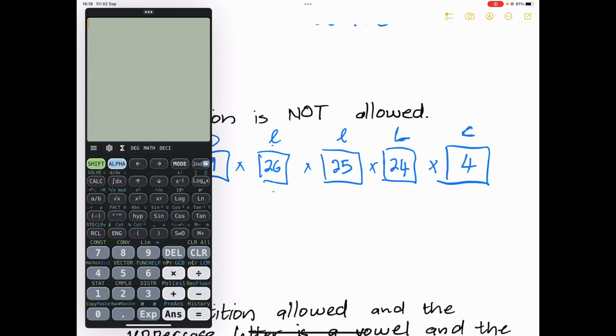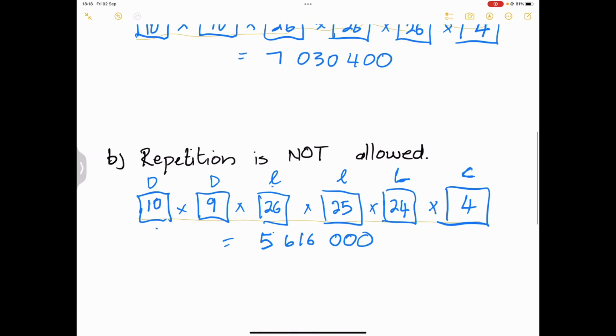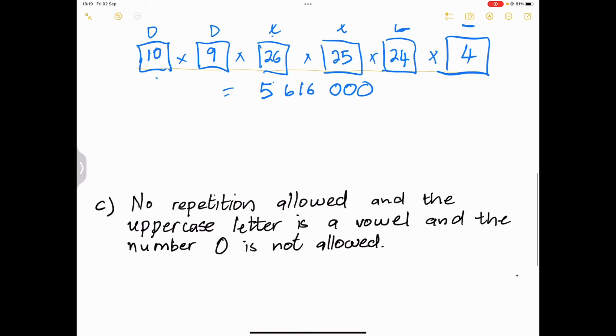So the total number of possible combinations would be 10 times 9 times 26 times 25 times 24 multiplied by 4, and that would be 5,616,000 actually. When repetition is not allowed, the number of possible outcomes decreases.